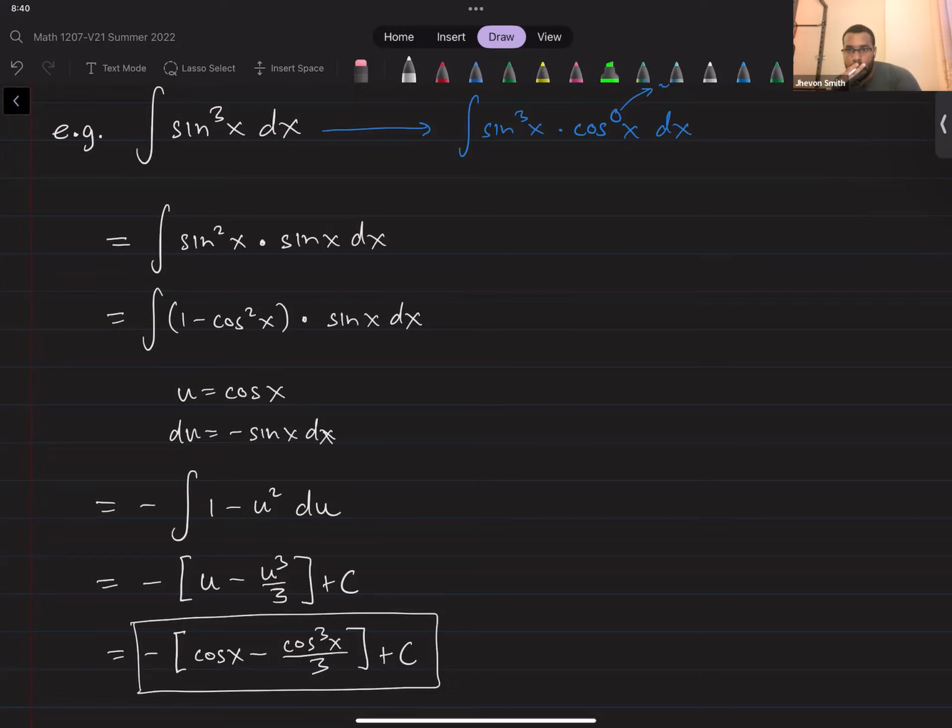Are we getting this? Any questions? Anything unclear? All right, so that's pretty much case A, right? If you have an odd number of sines and even number of cosines, you save a factor of sine, change all the remaining sines to cosines, do a substitution, u equals cosine.